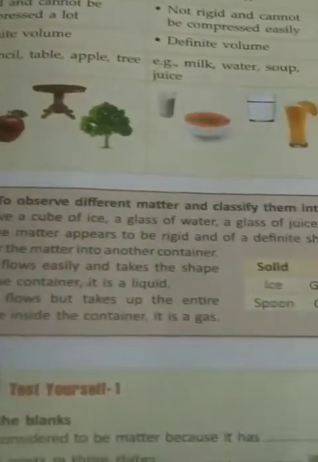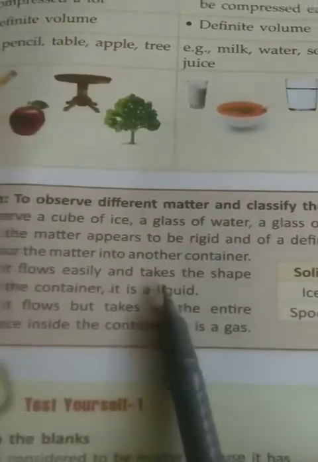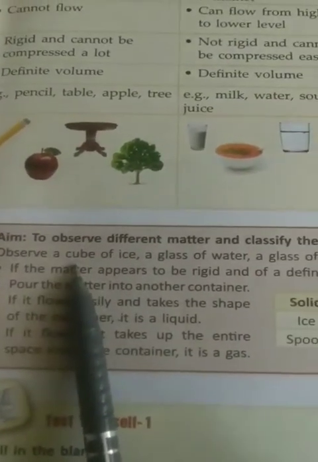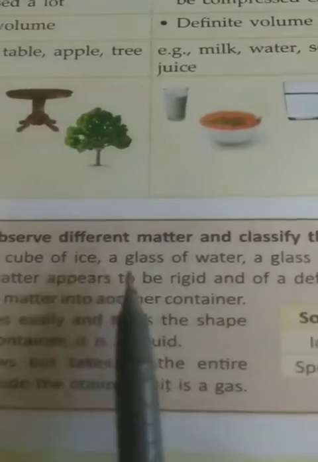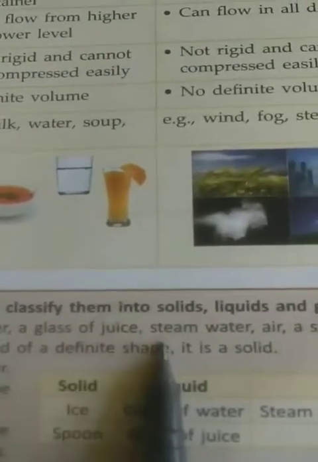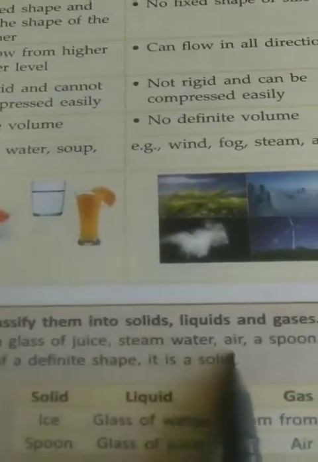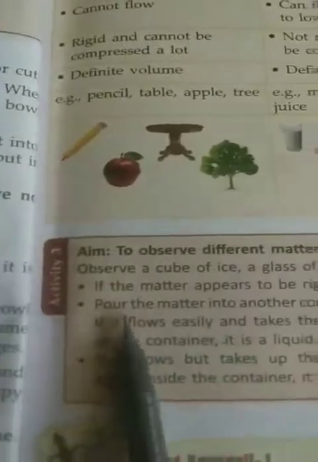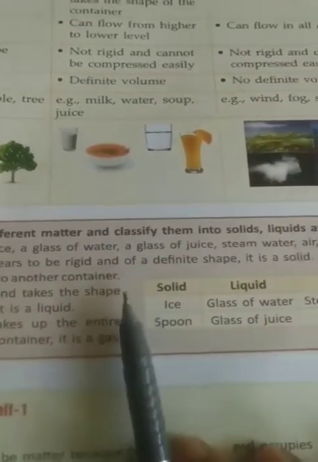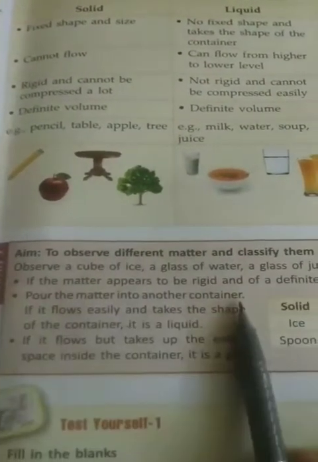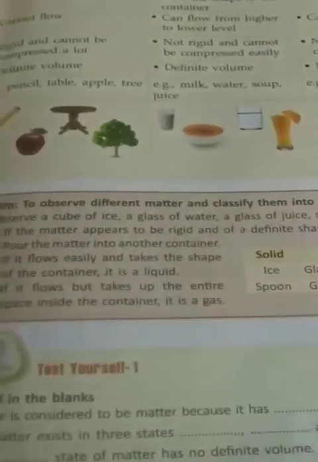Next they have given one activity in which we have to classify solid, liquid and gas. First they give a cube of ice, solid; glass of water, liquid; glass of juice, liquid; steam, gas; air, gas; a spoon, solid. So whatever examples they have given, to identify matter as solid, liquid or gas, we can identify them by seeing their shape, rigidity and compressibility.